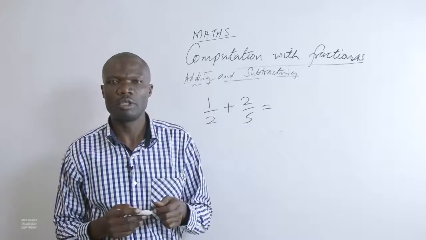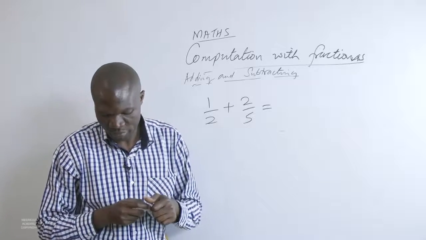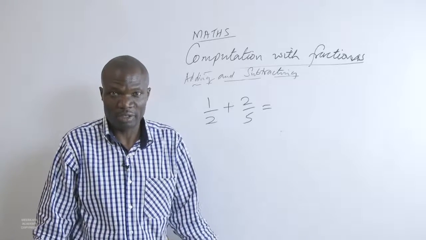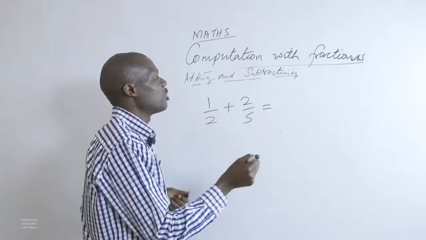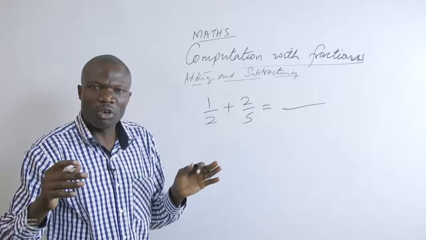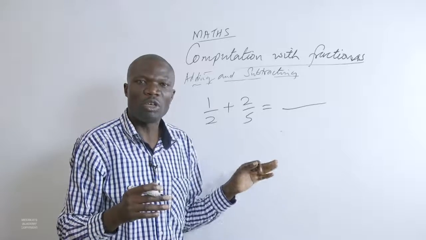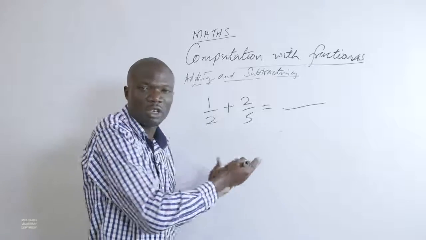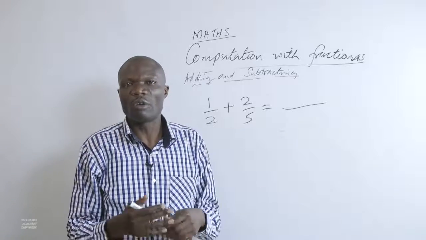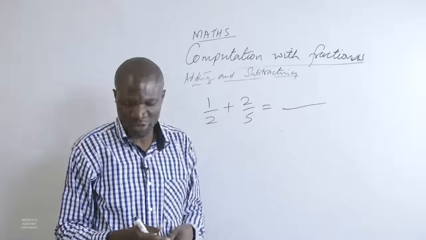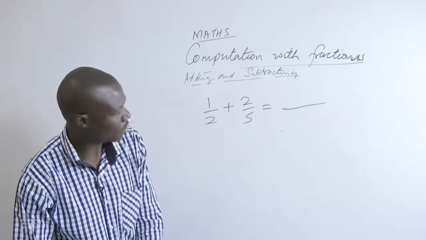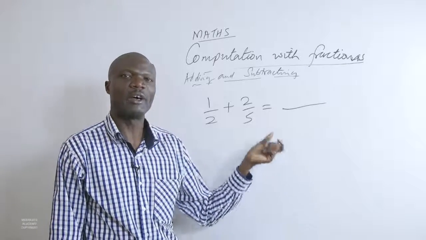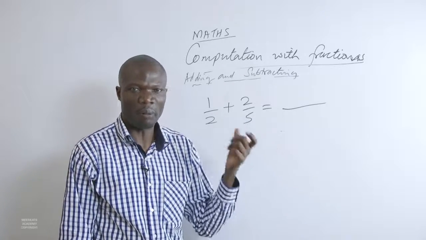One over 2 plus 2 over 5. The denominators here are different. So the very first thing we need to do is find what we call the lowest common denominator. The lowest common denominator is sometimes found by taking the product of the denominators, or by finding the multiples they share, which you call the lowest common multiple, LCM.